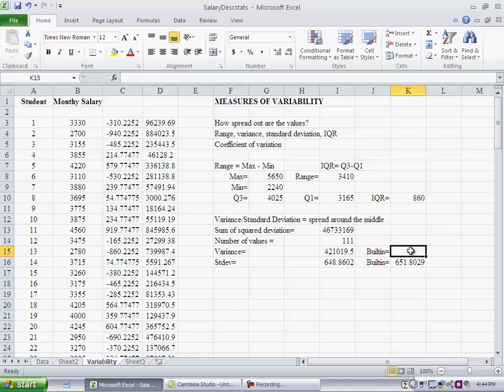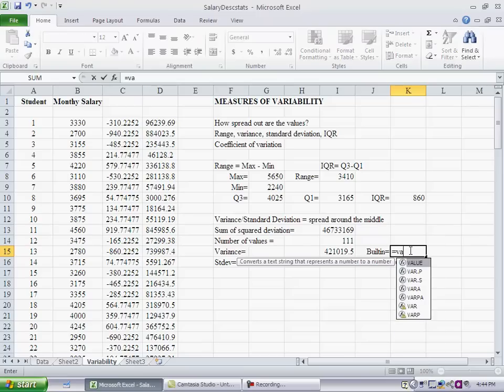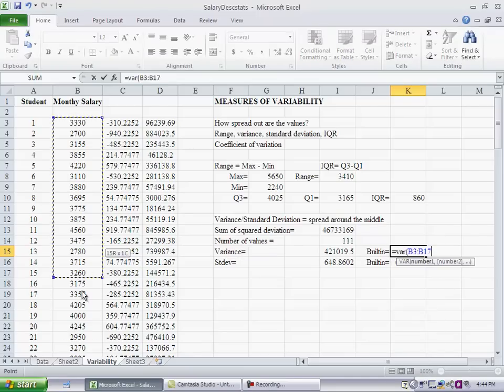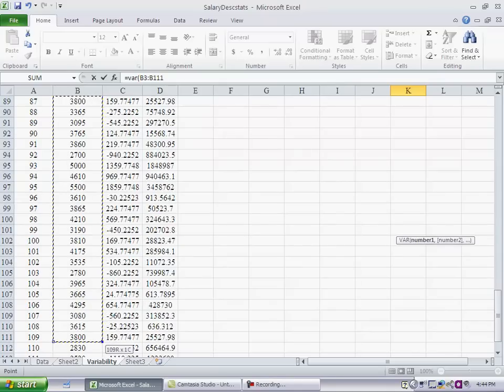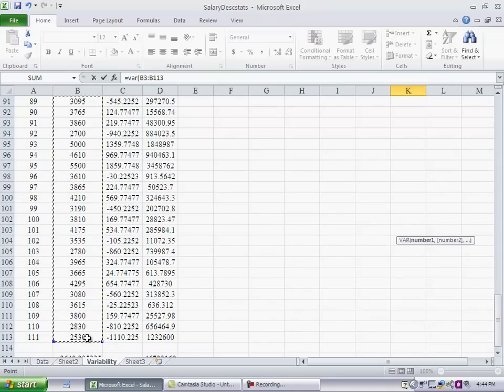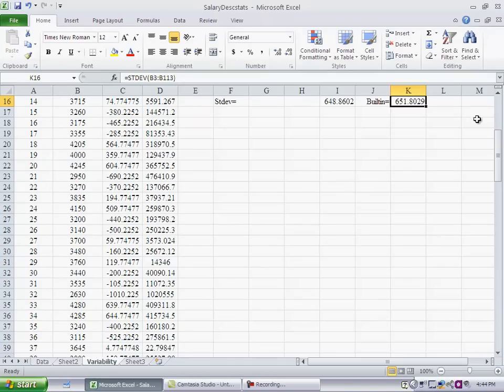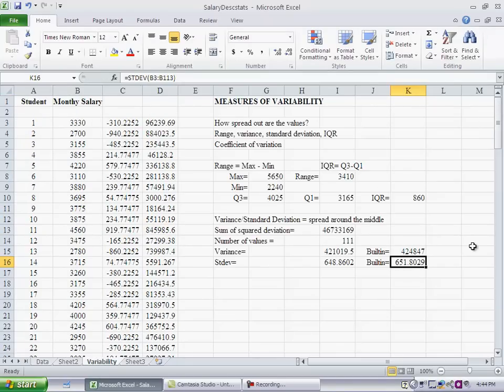But let me show you the built-in function for variance also, which is var, and I highlight the same values. You go, and again you can see it's slightly different. It comes up with 424847, whereas what we had come up with manually is 421019.